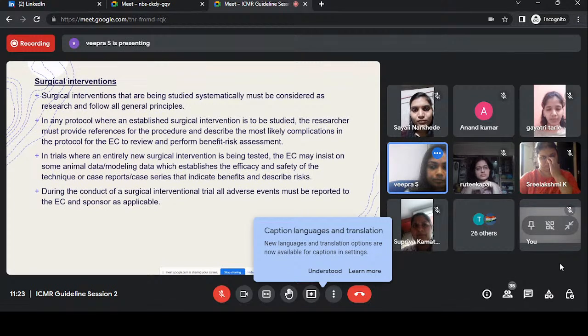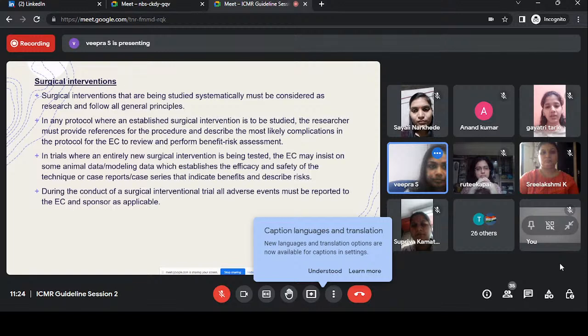What was the principle which we discussed first? Maximum benefit and minimum risk. Then the principle of essentiality. Right, that is the safety principle.